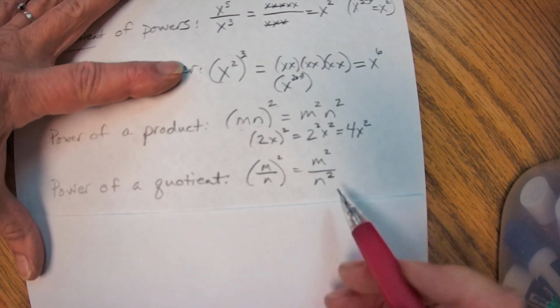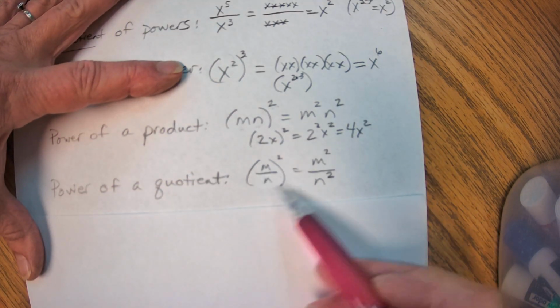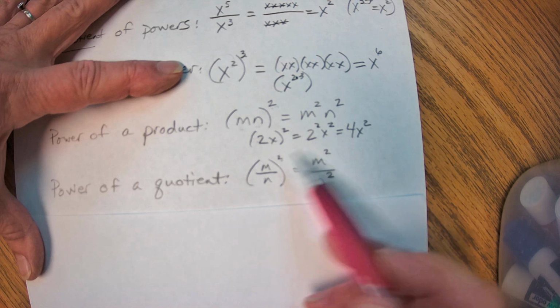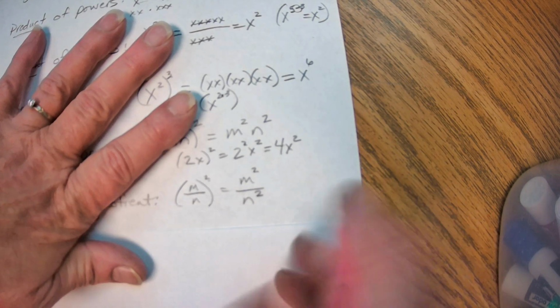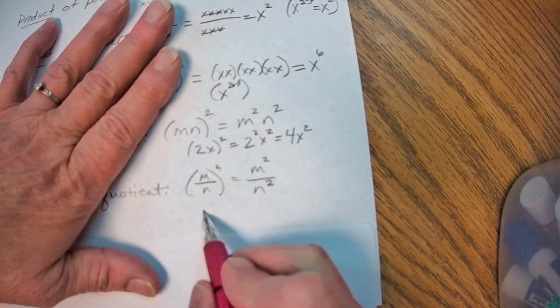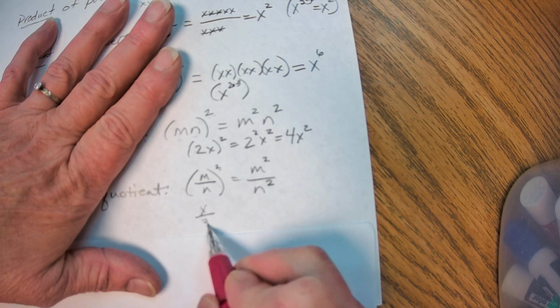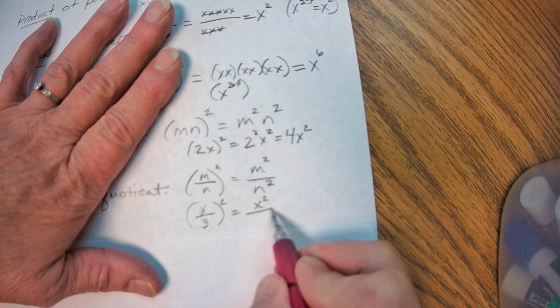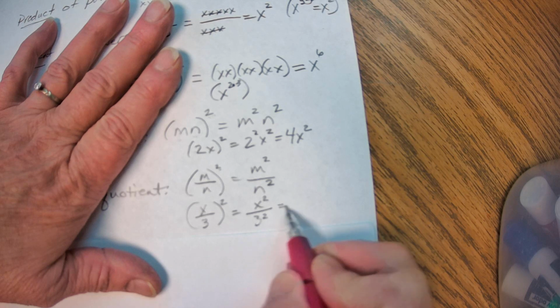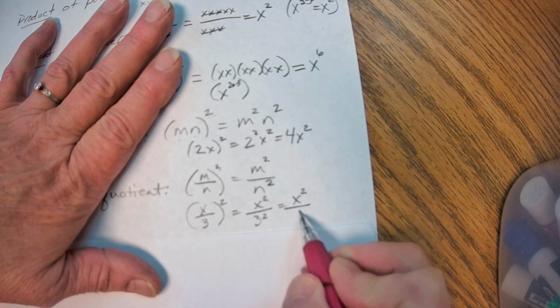The power of a quotient, same thing applies. Anything in parentheses gets this exponent. So let's say we had x over 3 squared. That's going to be x squared over 3 squared, which equals x squared over 9.